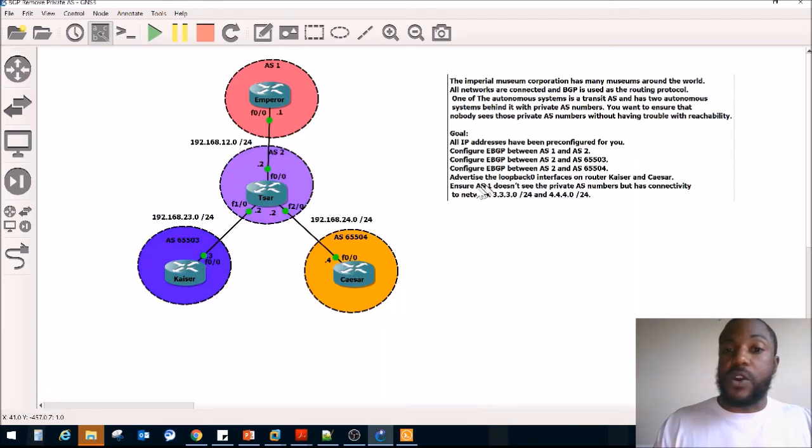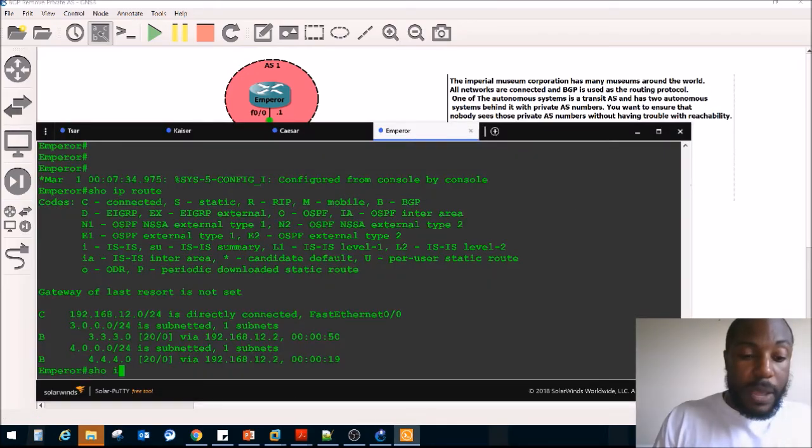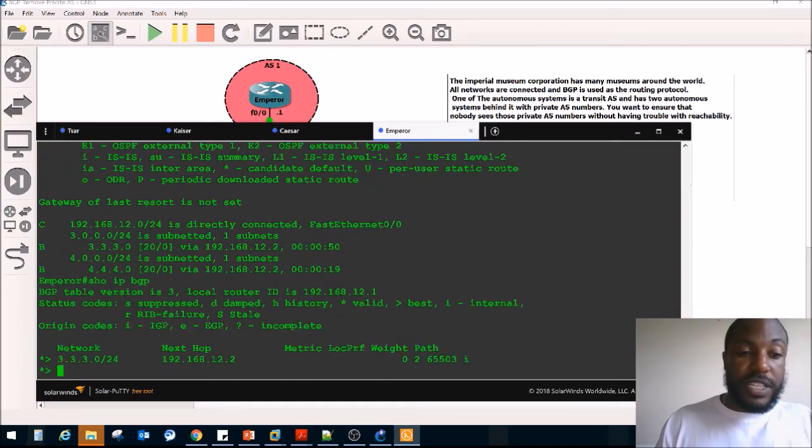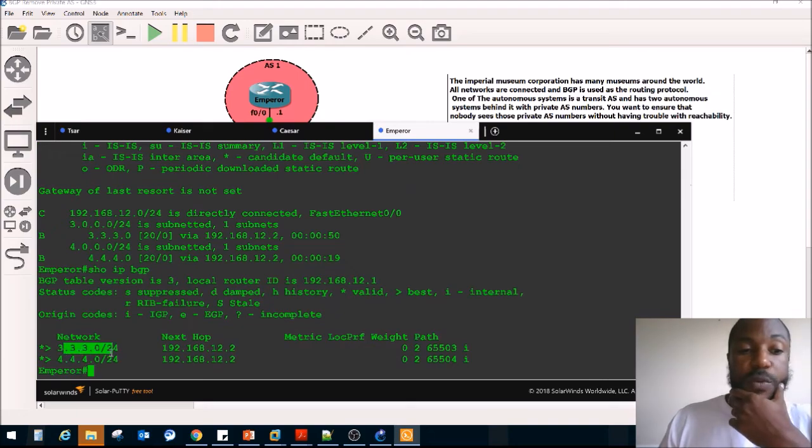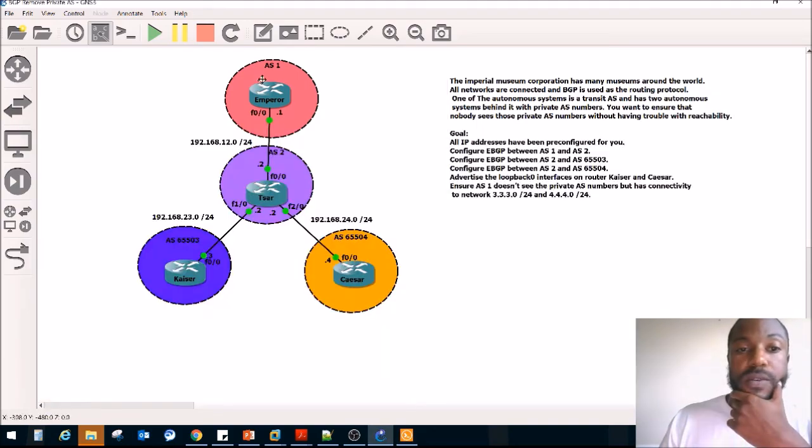However, they said they don't want us to see the private AS numbers, but still have connectivity to the loopbacks. I'm going to do a show ip bgp, and you can see this is the BGP table. To get to the 3 network, it says the next hop is 12.2, right? Which is that right there, 12.2, right?